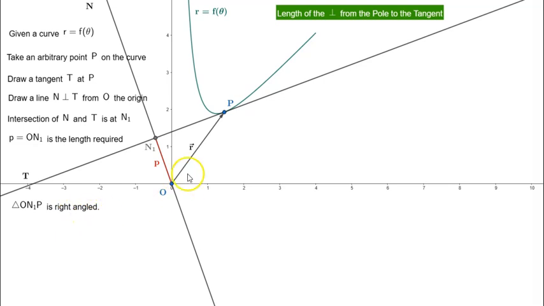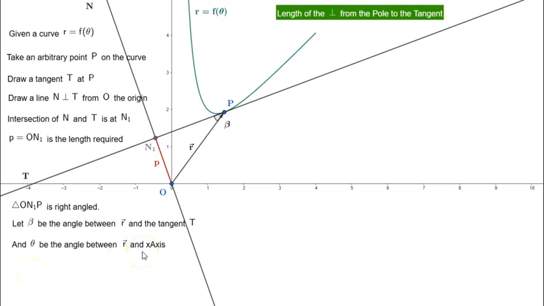Triangle ON1P is right angled because N is perpendicular to T. So here it is right angled. Let beta be the angle between the radius vector and the tangent T. And let theta be the angle between the radius vector and the x-axis. p equal to ON1 equal to r sin beta. Sin beta is equal to opposite by hypotenuse, that is p by r. So p is equal to r sin beta.